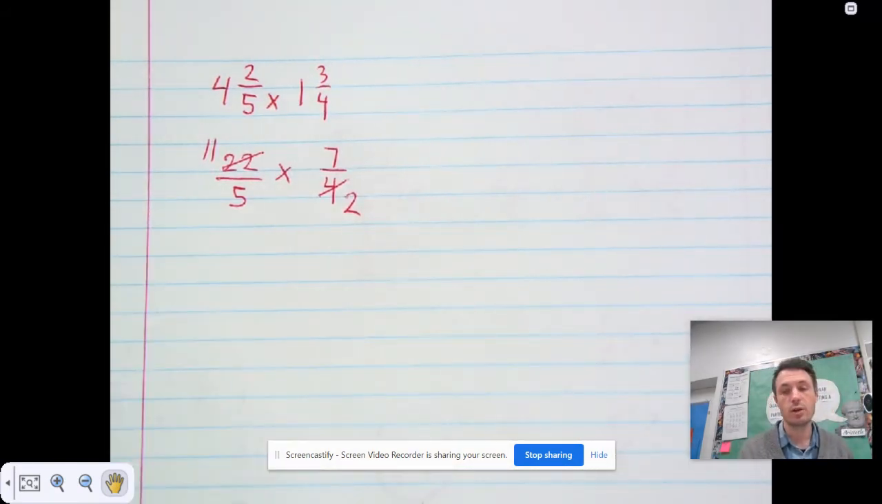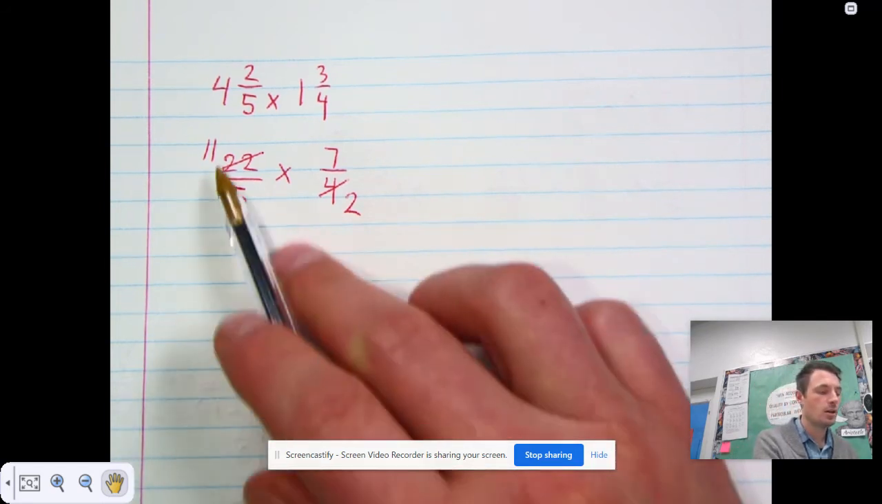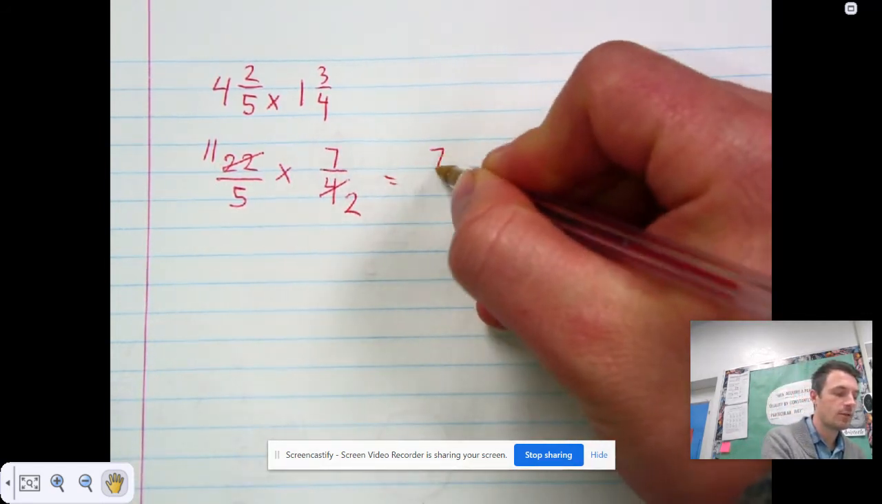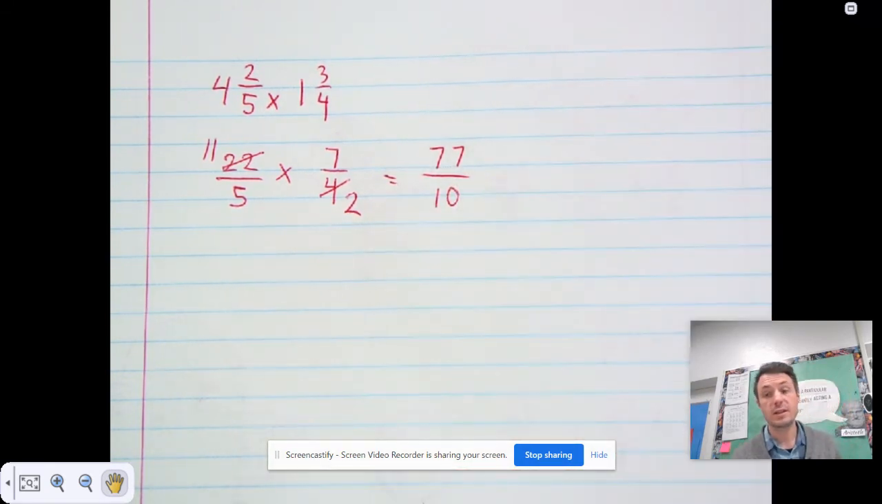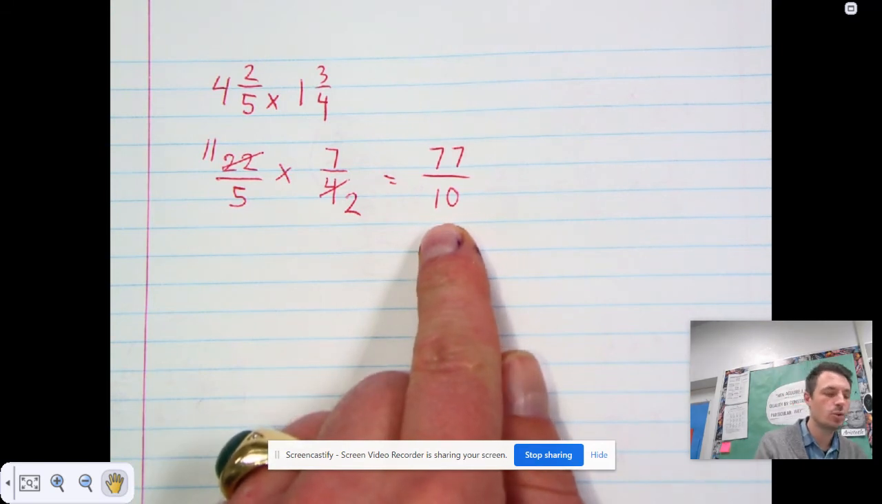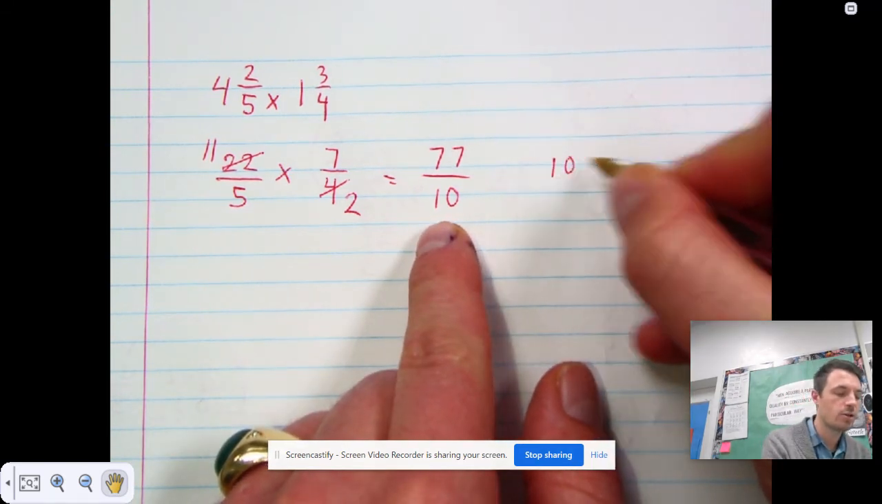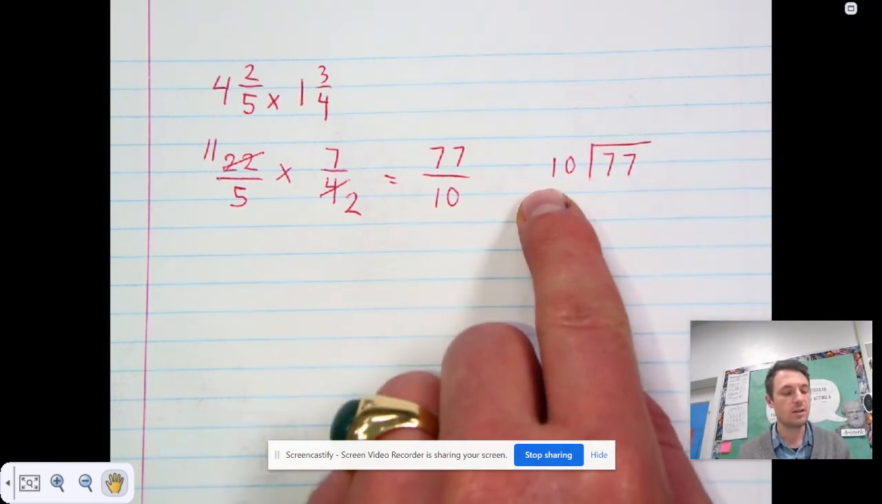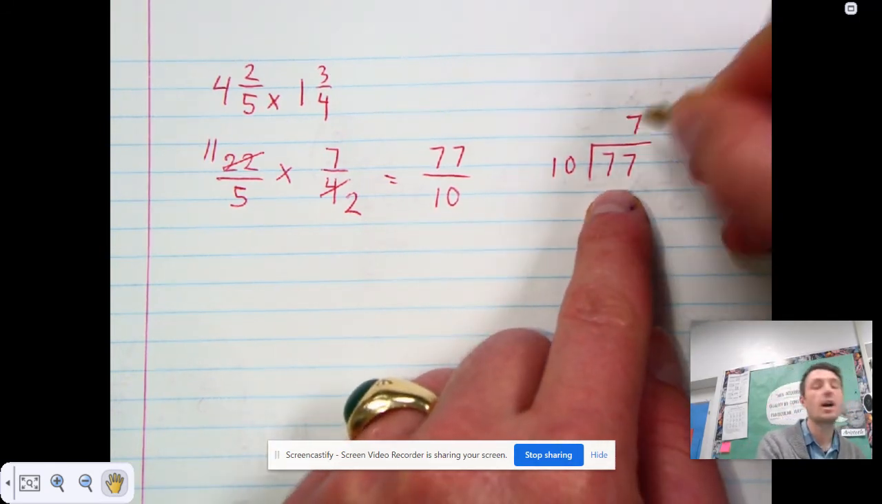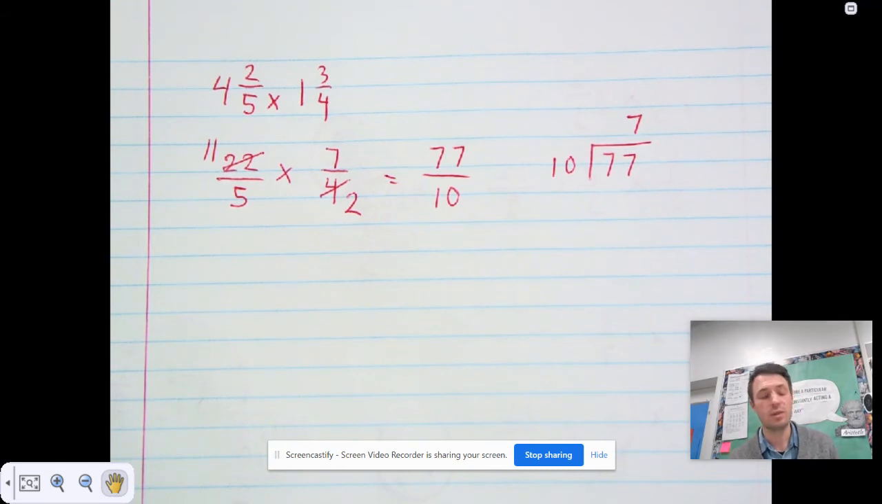Now we multiply straight across, numerator times numerator, denominator times denominator. 11 times 7 is 77. 5 times 2 is 10. And as you can see, 77/10 is an improper fraction, so we have to change it into a mixed number by dividing the denominator 10 into the numerator 77. 10 can fit into 77 7 times, since 10 times 7 is 70. That gets us closest without going over.